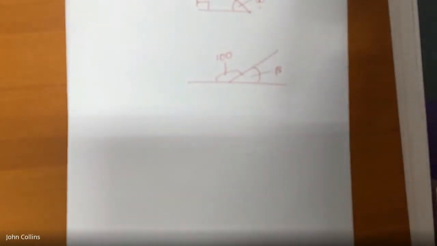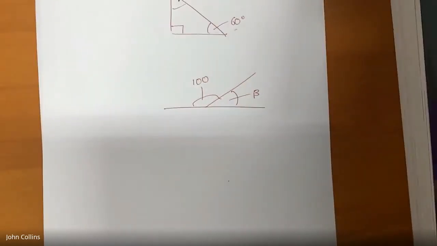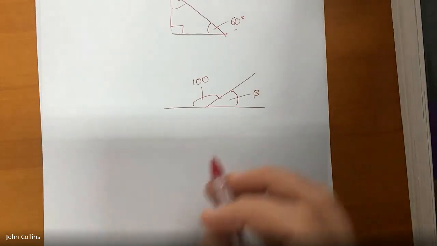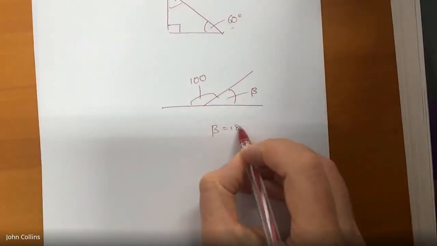What's B here? So it's a straight line. It must add up to 180. Boom. Yes. 80. Perfect. B has to be 80.